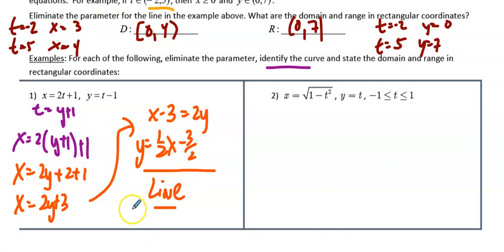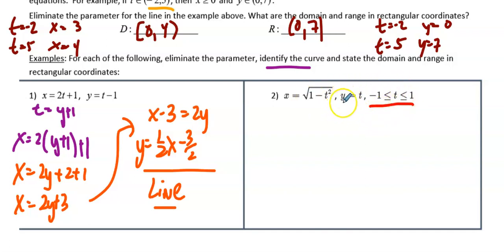Because it's a line, our domain and range for this would actually just be all real numbers for both, right? Because it's a line. It can't be restricted. X can mean anything, Y can mean anything. So let's look over here at this next example. We are restricted for t, I keep saying time, and it's not time, sorry. We have t being from -1 to 1.